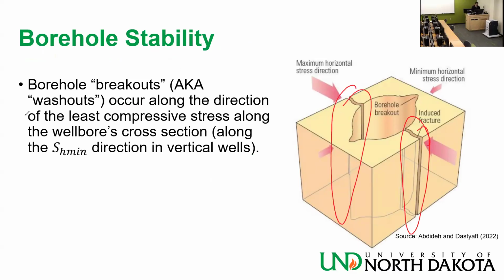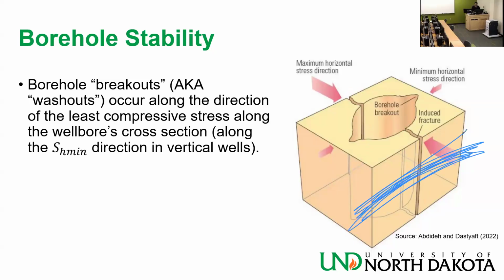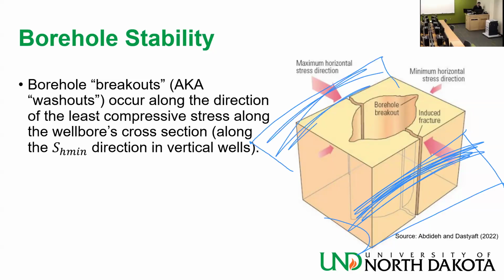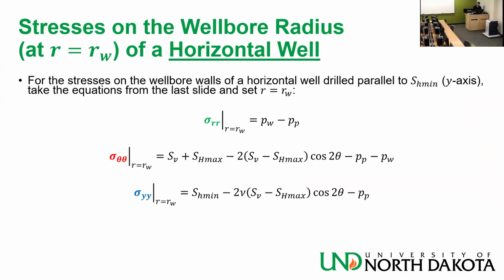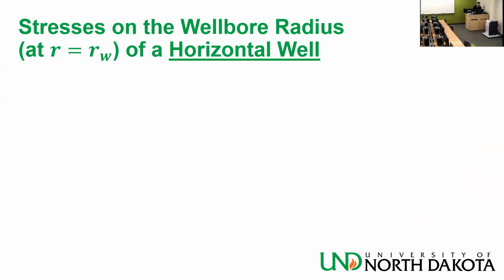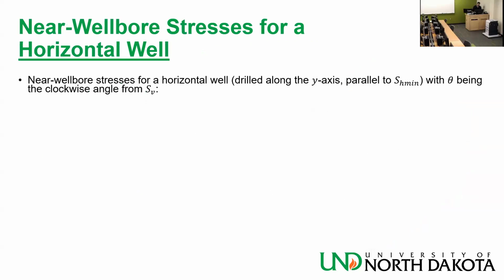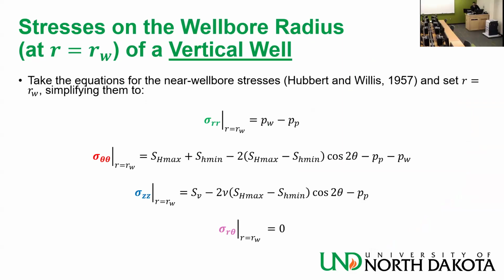If it was transverse, it would be like this, coming out in this way. But the idea here is that, sorry, this is a horizontal well, I want a vertical well. Yeah, so this is where I was before. I set it equal to minus T, and I solve for PW.